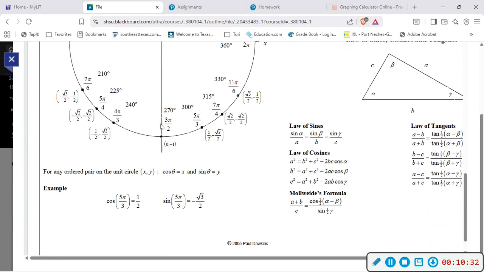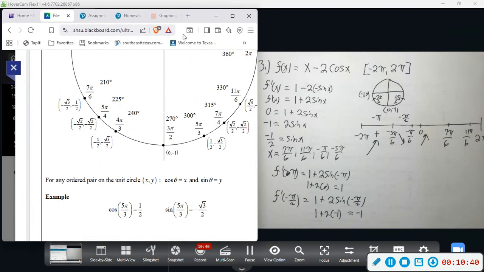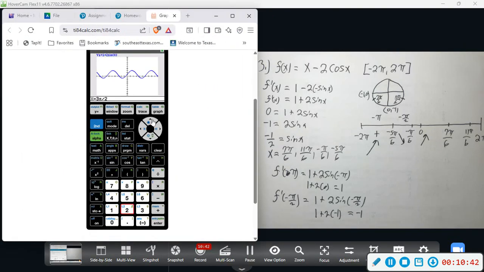So I'm picking values that are easy to work with as far as the ordered pair. 0, 1s are always great. 3 pi over 2, that's the one I was referring to. It's going to give me a negative 1 again. But I'm not plugging it in. The calculator's doing that for me. So when I do 3 pi over 2, I should get a negative again if everything works out correctly. And we get a negative 1. So from increasing back to decreasing again.